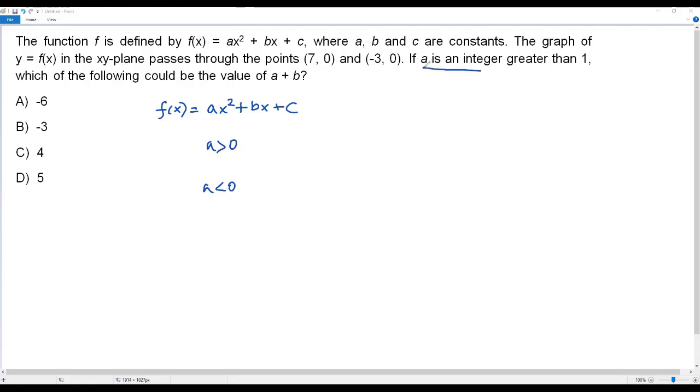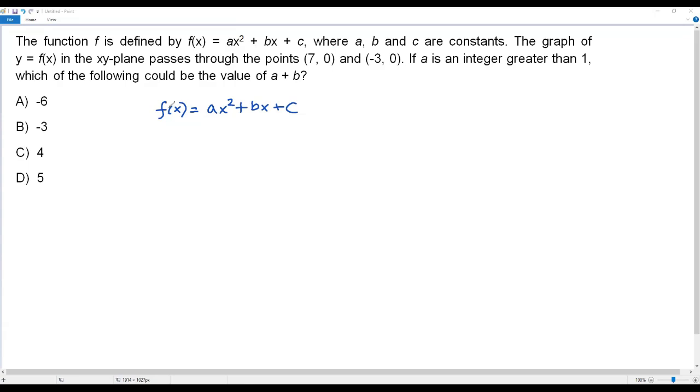And the question says a is an integer greater than 1. Since a is an integer greater than 1, here a is greater than 0. So the parabola we get for this quadratic function in the xy-plane will open up. Also, when I look at the points through which the graph passes, there are (7, 0) and (-3, 0). In both points, the y-coordinate is 0. Since the y-coordinate is 0, these 2 points represent the x-intercepts of the graph of y equals f of x. I mean the parabola given by the function f of x.